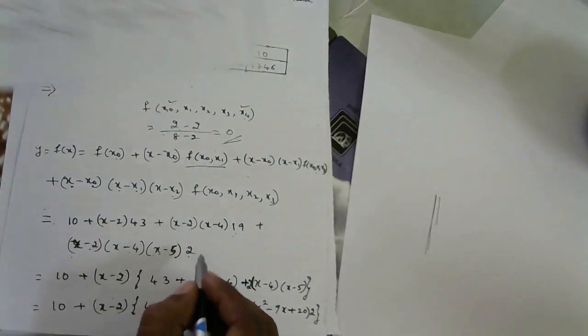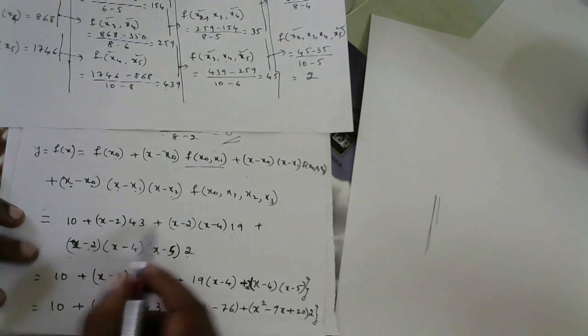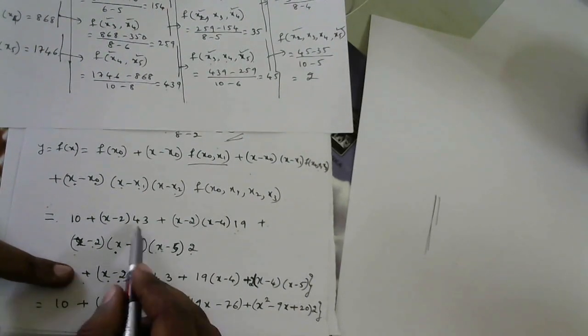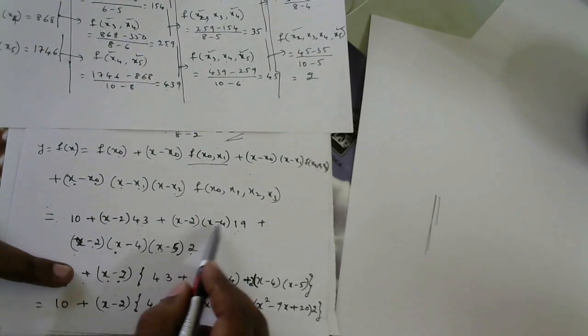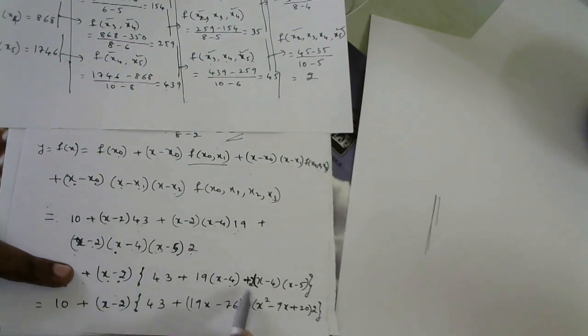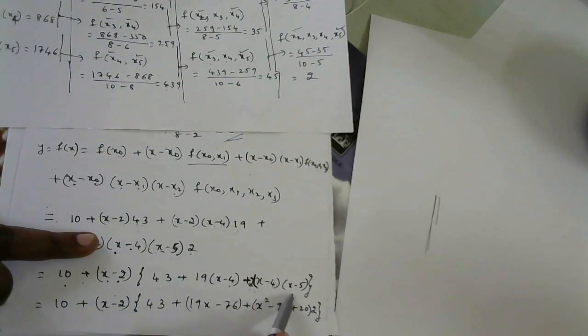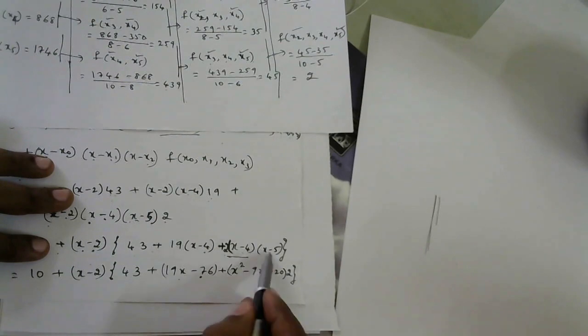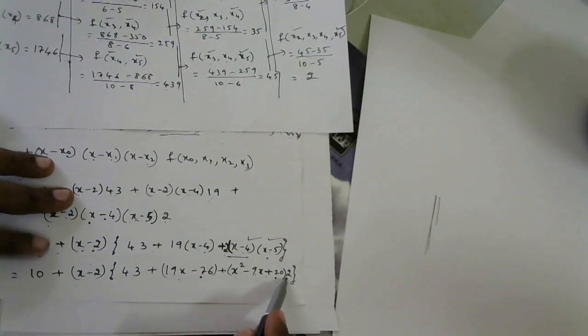It is 2, written here. Now in all three terms, x minus 2 is common, so I take 2 into x minus 2 common. So we get 43 plus 19 times x minus 4, plus 2 into x minus 4 into x minus 5. So simplify this one: 19 into x is 19x, minus 76 you will get, and simplifying these two, you get x square minus 9x plus 20, into 2, which I keep as it is.